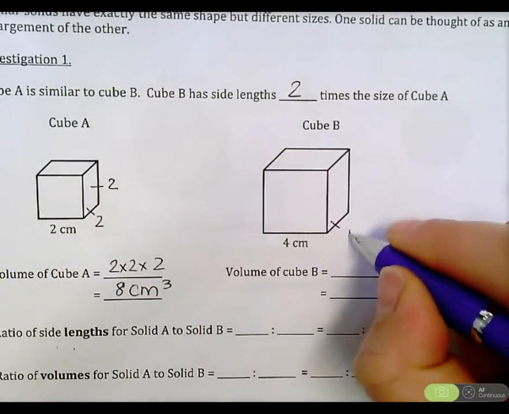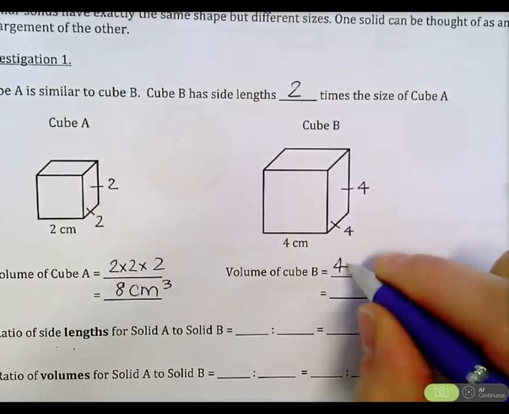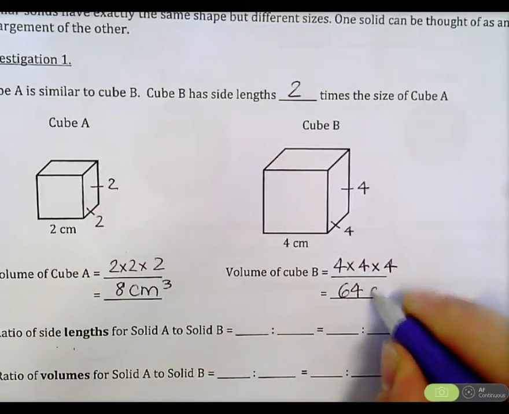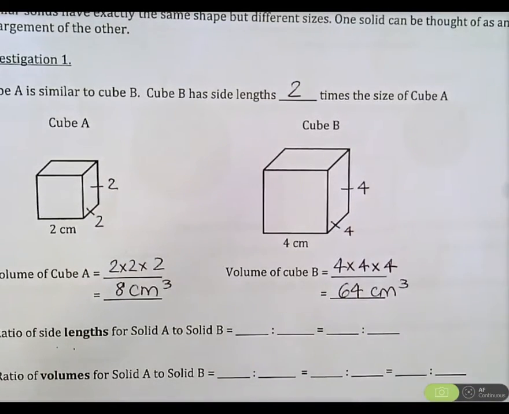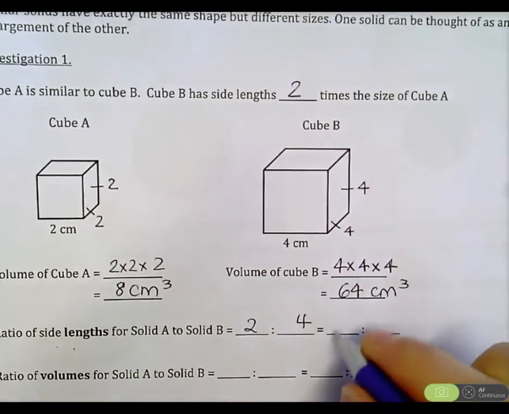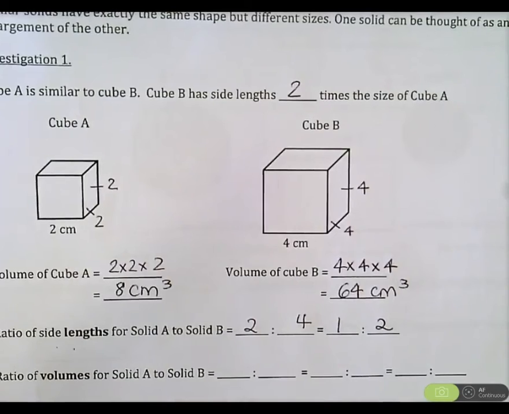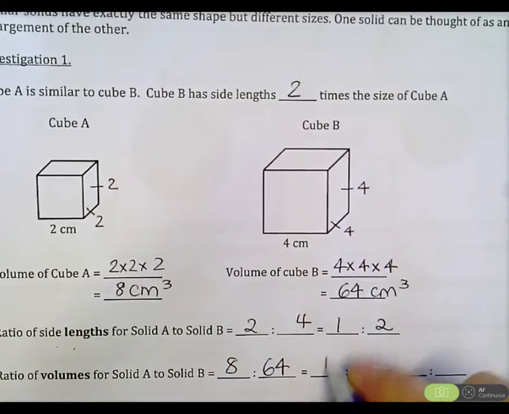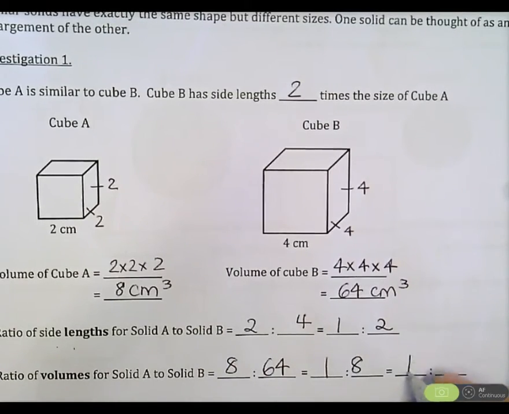Volume of cube B. 4 times 4 times 4, which is 64 centimeters cubed. So therefore, the ratio of the side lengths is 2 to 4, and simplify that, 1 to 2. We okay, girls? The ratio of the volumes, let's write in our volumes, we've got 8 is to 64. What can you divide those numbers by? 8. You can divide them both by 8, which is 1 is to 8. Now, writing them both as cubed numbers, 1 cubed is 1, isn't it? And 2 cubed is 8.